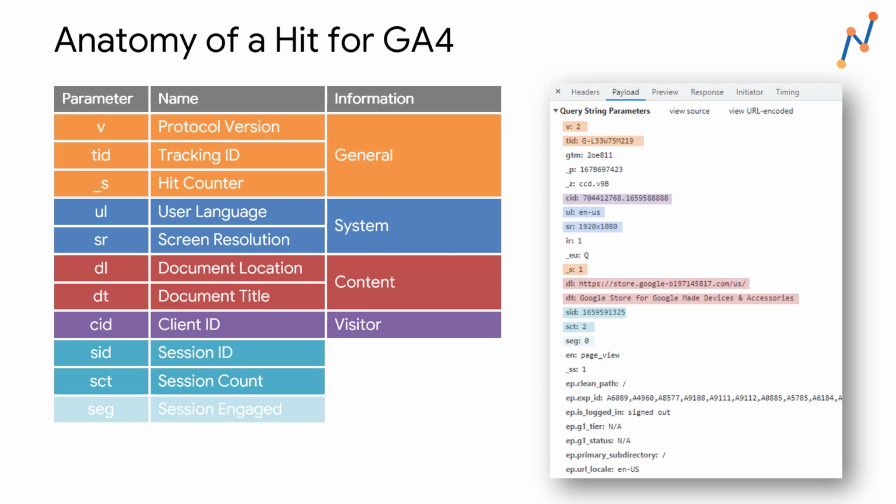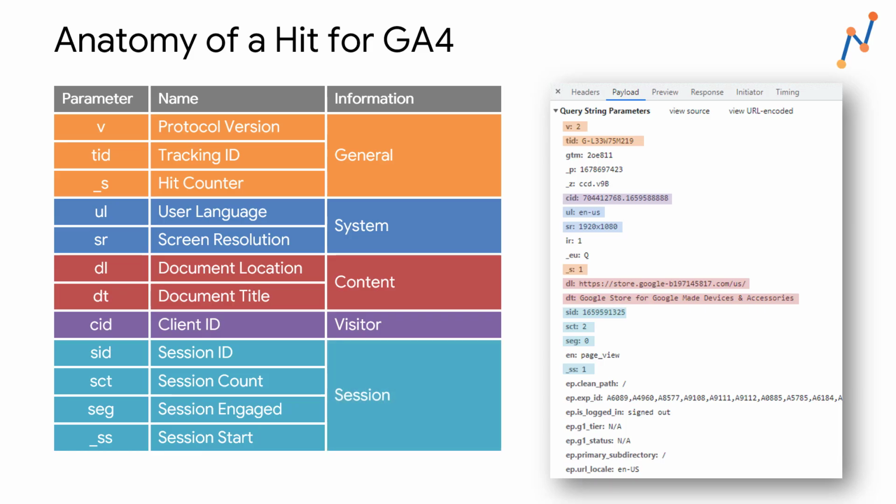Then there's the parameter SEG, which stands for session engaged. This is a Boolean value which is either 0 for not engaged or 1 for engaged. And the last session-related parameter in this example is _SS, which stands for session start. If its value is 1, a new session has been started. And these four parameters will send information about the current session to GA4. And last but not least, another important parameter is EN, which specifies the event name and therefore indicates if it's one of the predefined events or if it's a custom event.